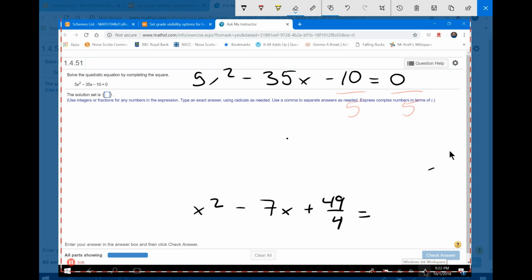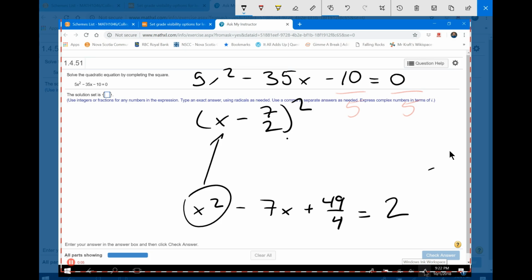Let's erase that. I'll make some room. I erased too much probably, but you get the idea. So we're going to have 2. Alright, so when I factor this up here, I'm going to get x minus 7 over 2 quantity squared, because remember we basically take the square root of the left term, square root of the right term, and we're good to go there.